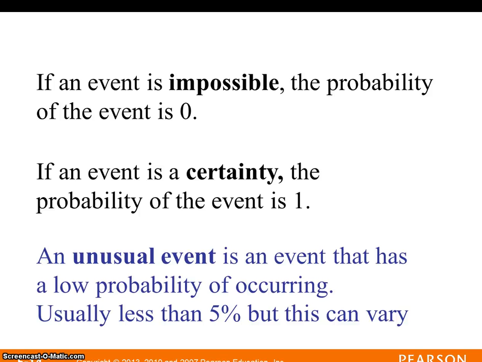If an event is absolutely certain to occur, that event has a probability of 1, or in other words, 100%. An unusual event is an event that has a low probability of occurring, usually less than about 5%, or 0.05, but this can vary. But unless otherwise stated, an unusual event will be 5% or less.